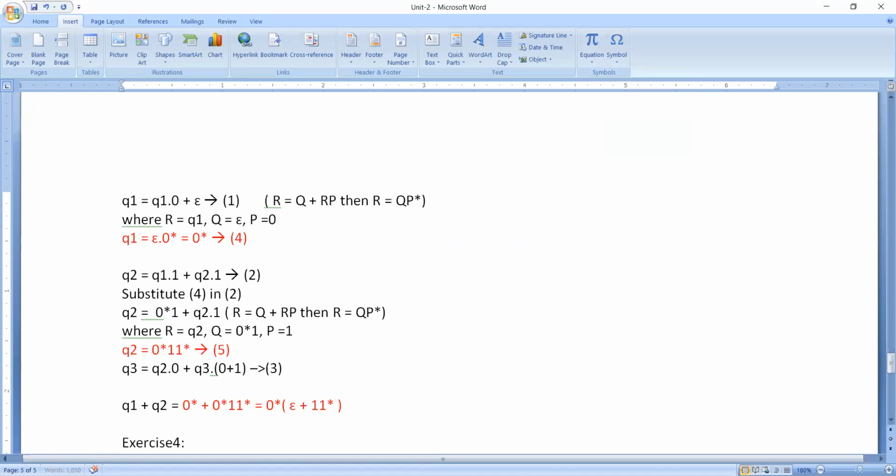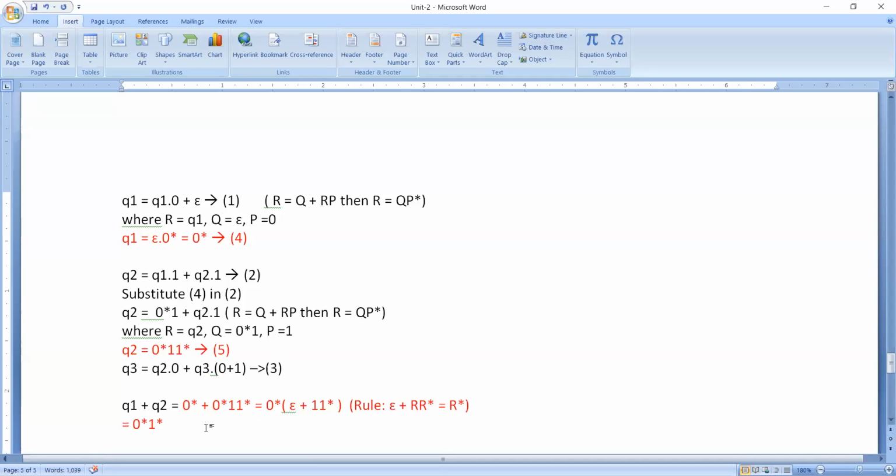Now please remember, we have an identity rule. Let me write the rule here. The identity rule is epsilon plus r r star is equal to r star itself. As per that rule, epsilon plus 1 1 star will result in 1 star. So finally the answer will be 0 star 1 star.